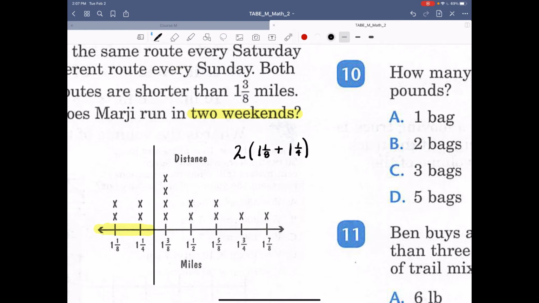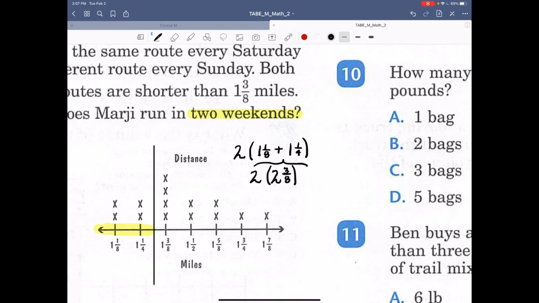Okay. So parentheses first with your calculator. Be thankful it does fractions. Type in the 1 1/8 and the 1 1/4. And that's going to give you 2 3/8. If you need to stop the video and do that again, that's fine.